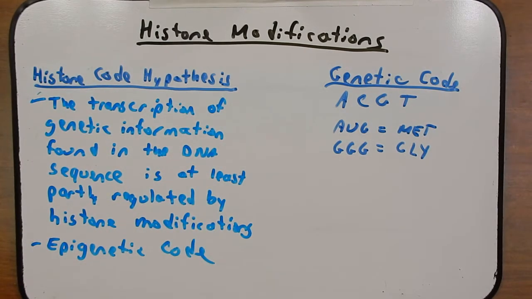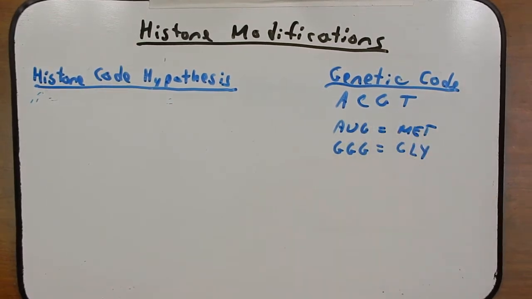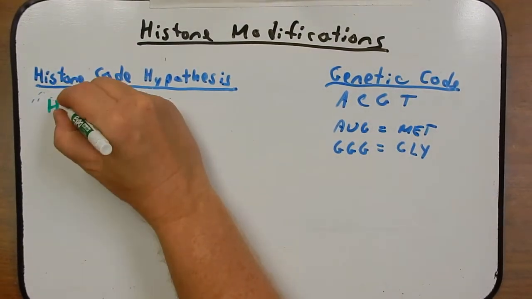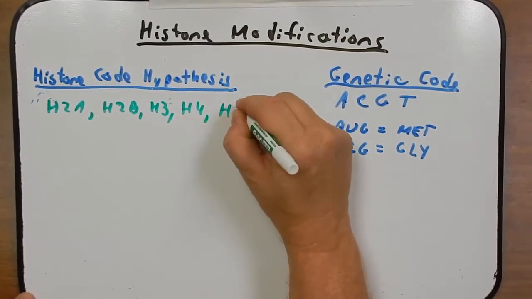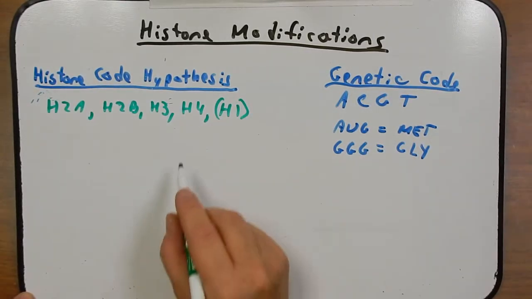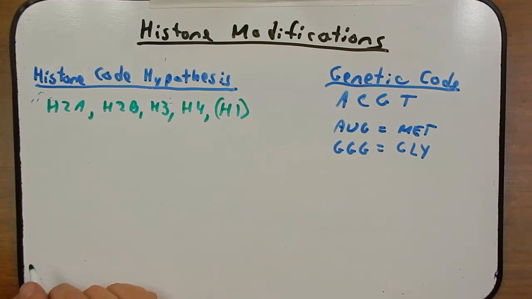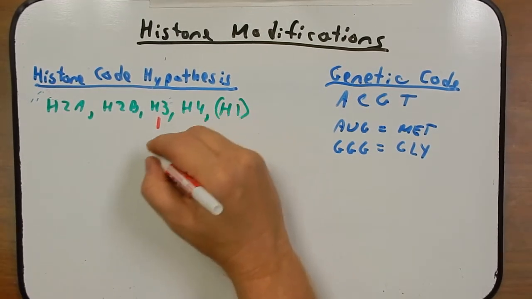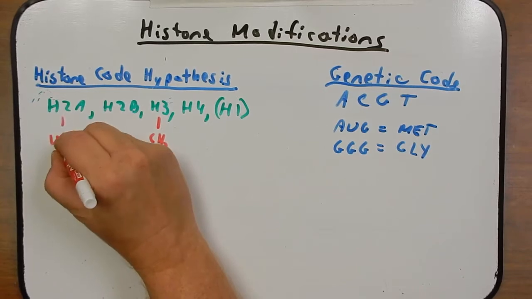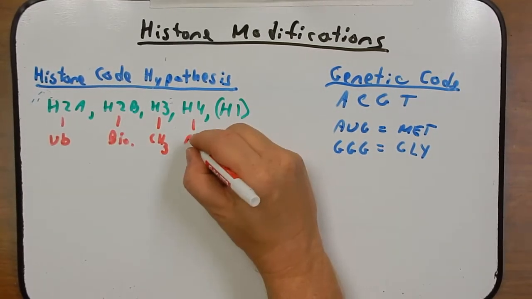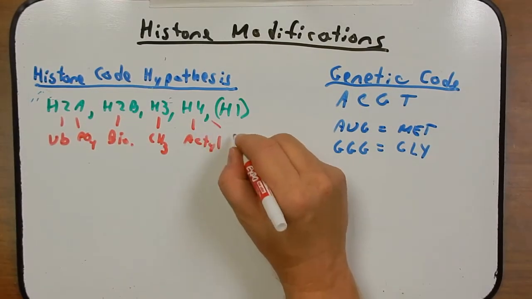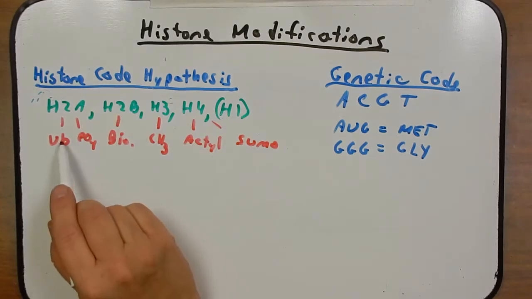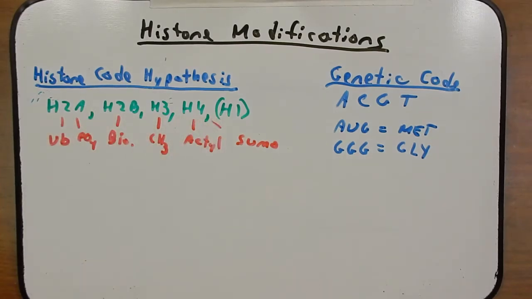Now let me draw it out for you in a slightly different way. Just like the genetic code has A's, C's, G's and T's, the histone code has H2A, H2B, H3, H4, and to some extent H1. Remember, H1 is that linker histone protein that's not part of the octamer. And these histones can have various modifications on them. Maybe a methylation, maybe a ubiquitination, maybe a biotinylation, maybe an acetylation. Could be a phosphate added to it. Could be a sumo modification.